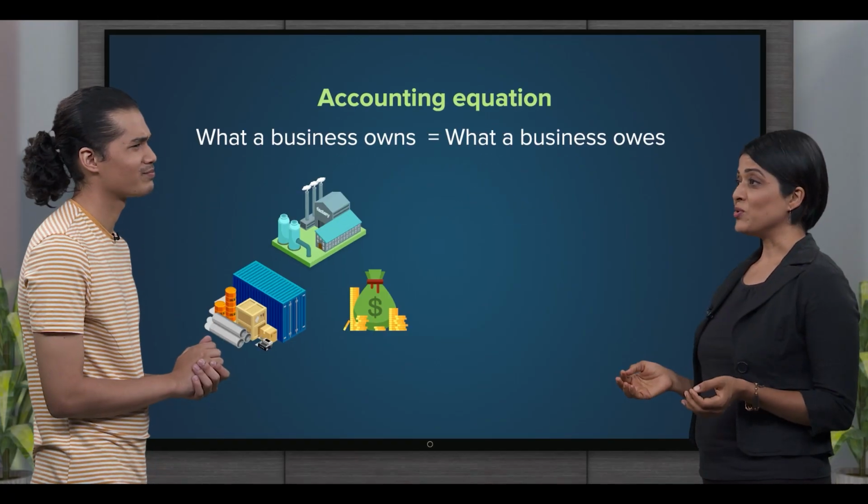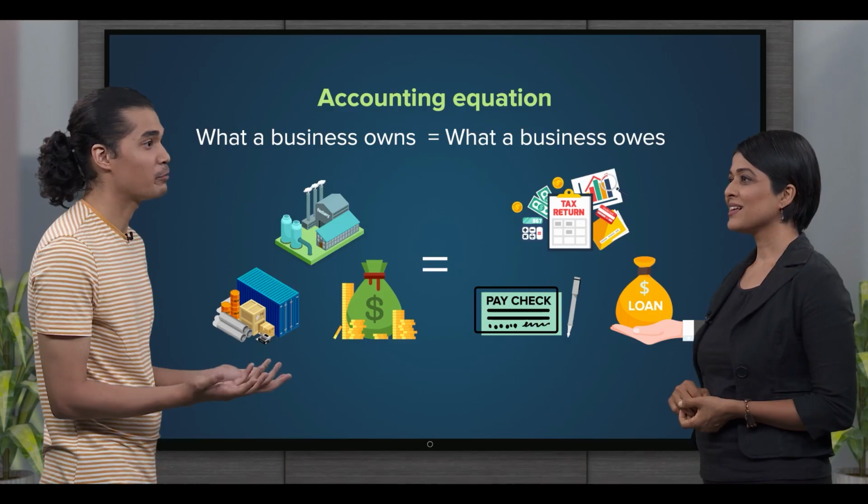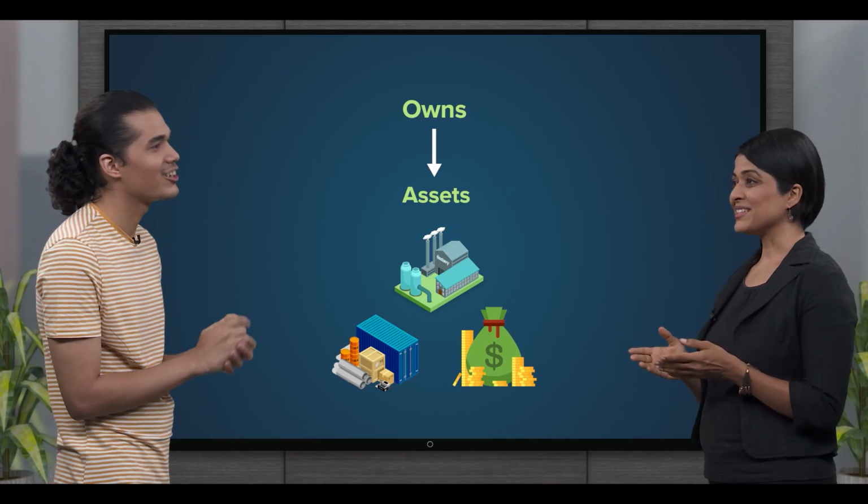What a business owns is always equal to what it owes. That's deceptively simple. Told ya. Now, let's try to also understand it. But first, tell me, do you know the accounting term for the things a business owns? Aren't they called assets? Correct.